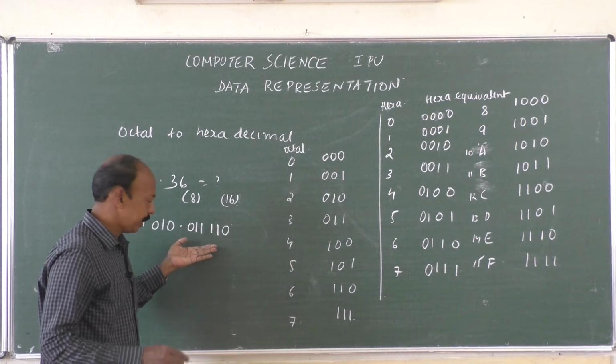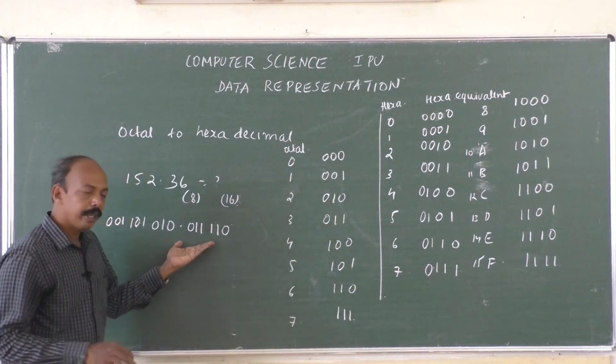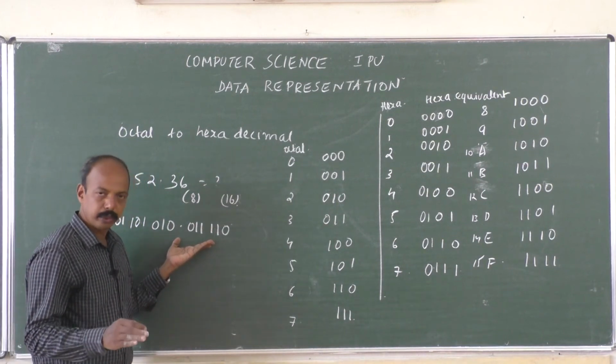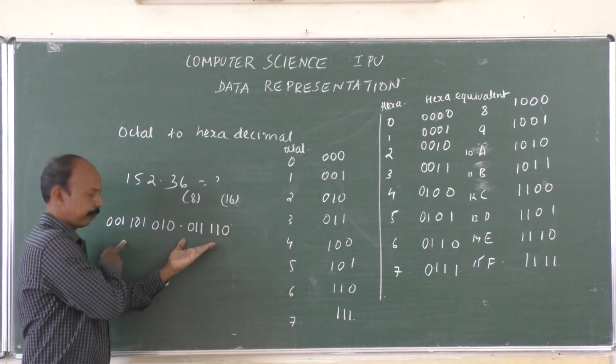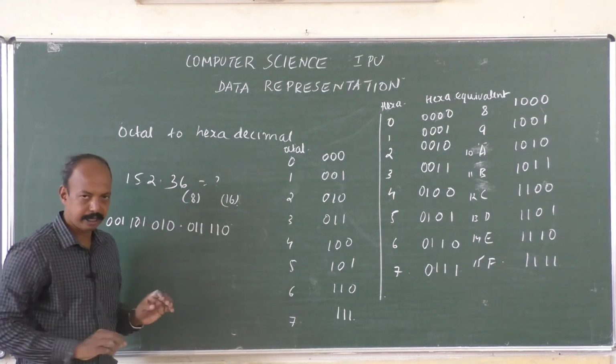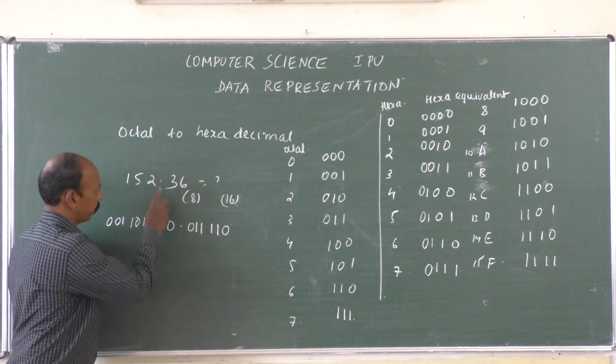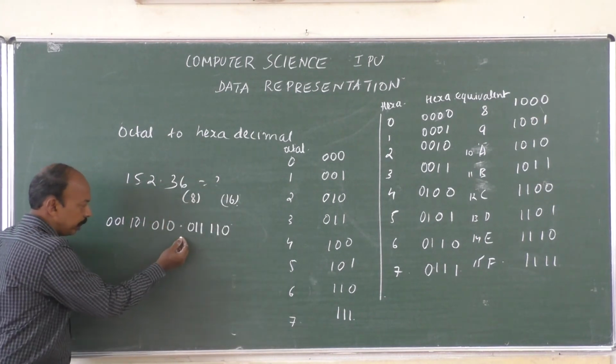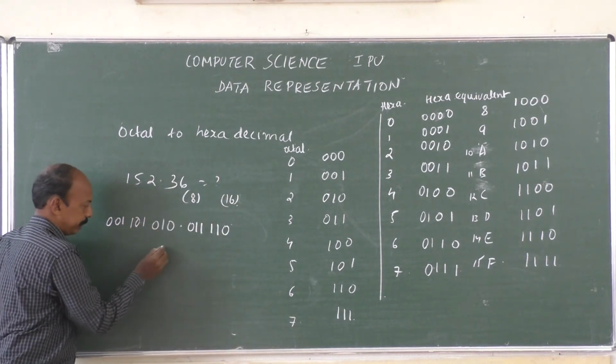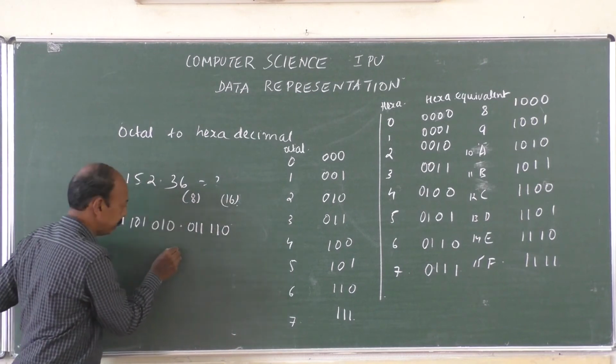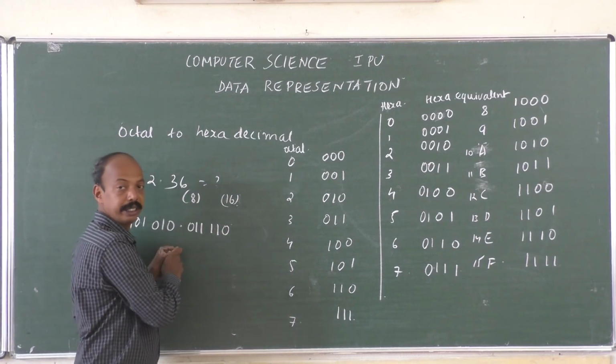What I wanted to say earlier was, when we are grouping into groups of 4, to the left side, this is a point, right? Here it becomes a binary point. Here it's an octal point. We are grouping in this direction, in this direction. We are grouping in this direction in case of integers.